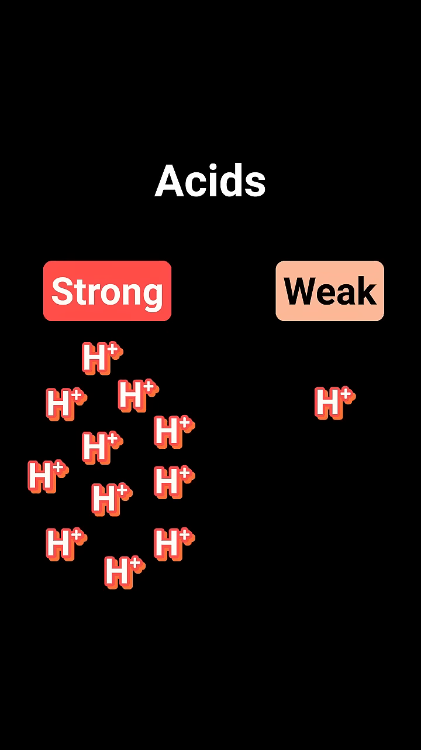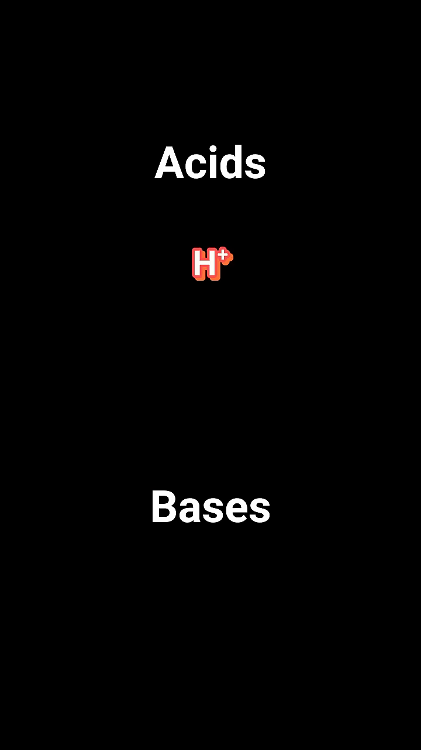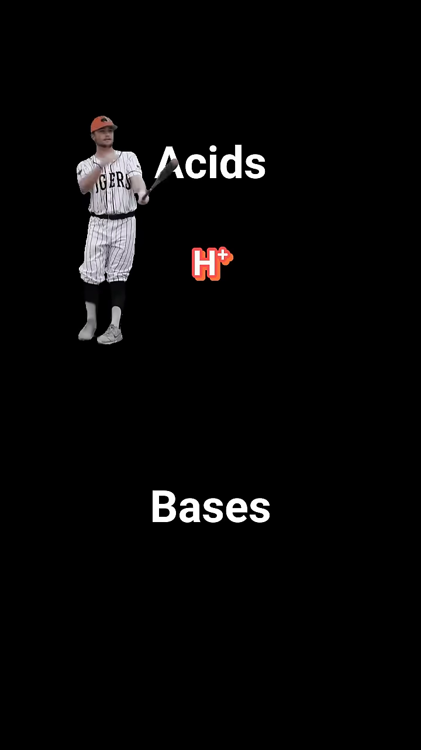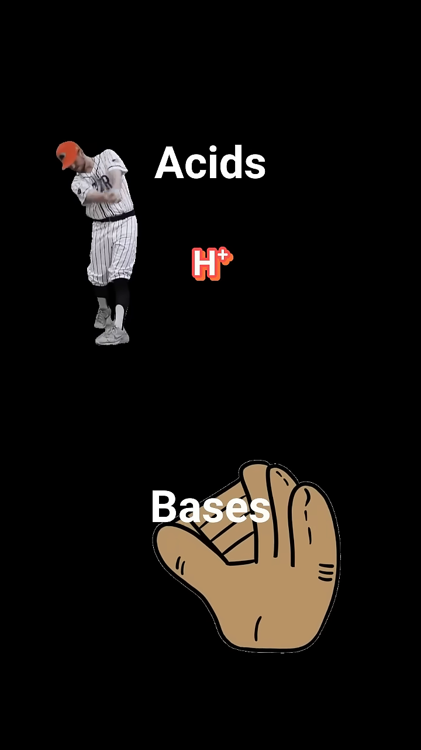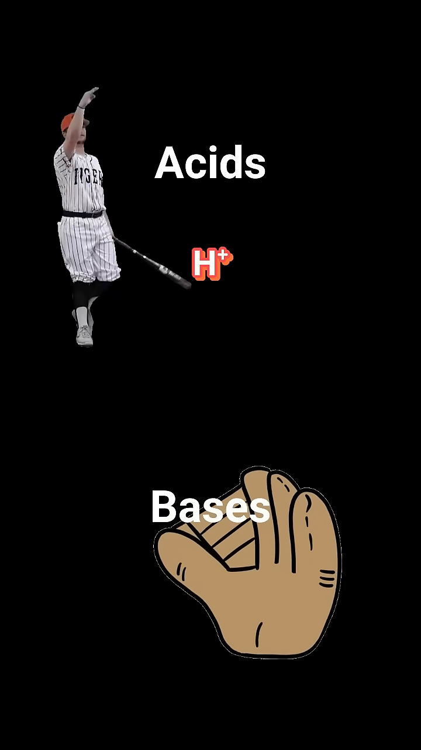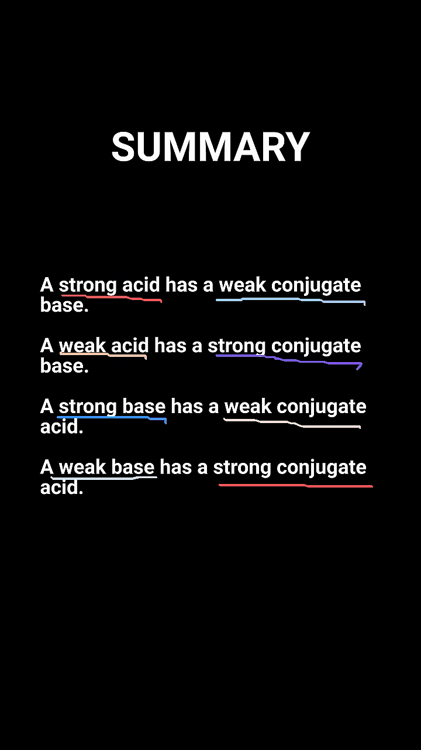The terms strong and weak acids and bases can be confusing and sometimes counterintuitive. A helpful way to think about it is in terms of how well an acid or base does its job. Acids donate protons and bases accept protons. So, a strong acid is very good at giving away protons, while a strong base is very effective at accepting them. Now let's summarize some important relationships.